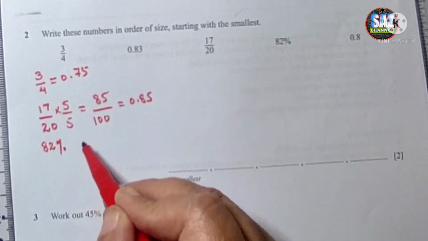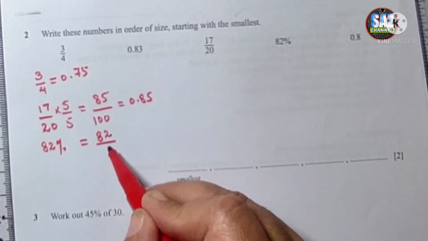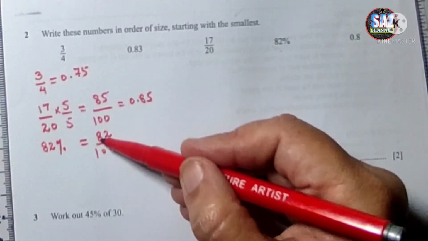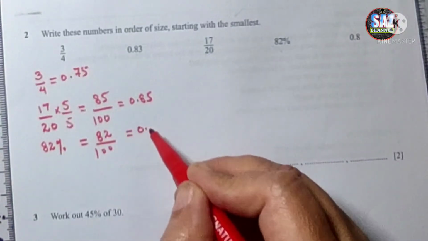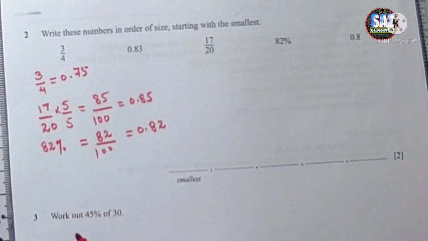And 82% means 82 by 100. At the top of 0 we have the number, at the top of 1 we'll be placing the decimal, 0.82, and the next number is already given in decimal.